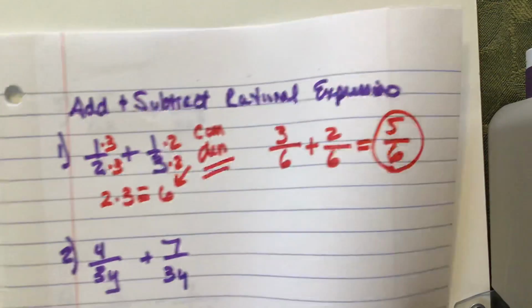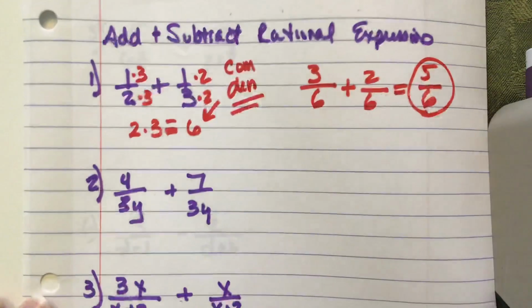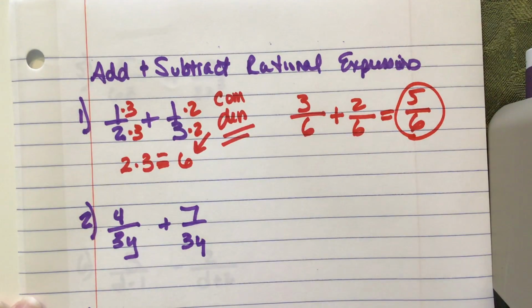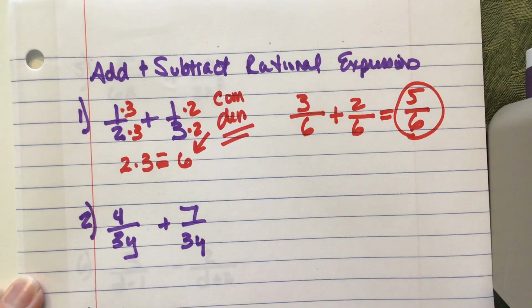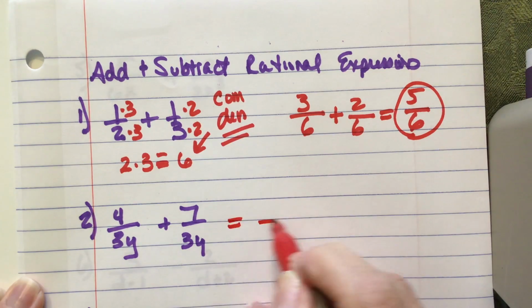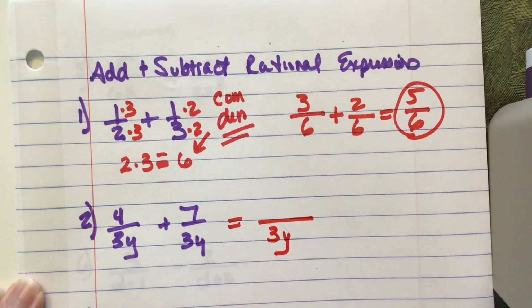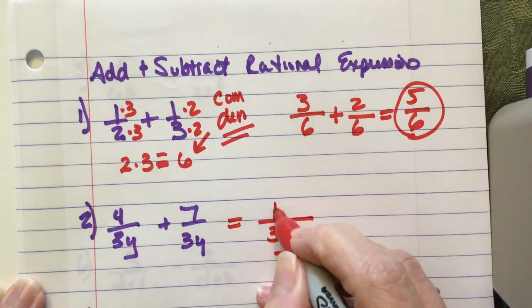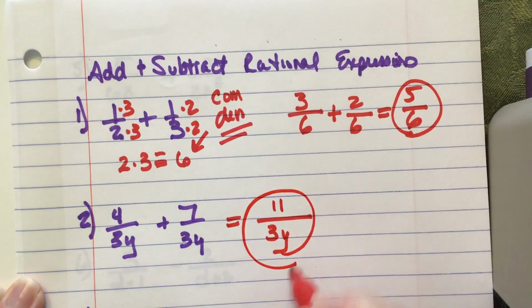So I'm going to do the same thing. We're going to have a little bit different type of problems, though. We'll have variables around. So let's take a look at number 2. I have 4/3y plus 7/3y. Well, I already have a common denominator of 3y. So I leave my common denominator there, and I have 4 plus 7 is 11, and then I'm done.